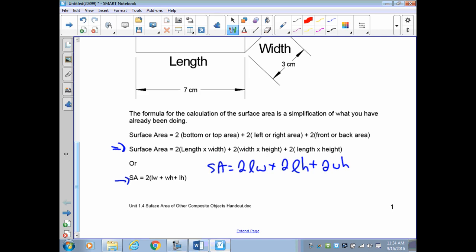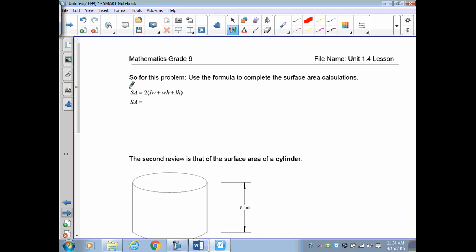This one here just pulls the 2 out and adds all the LW, LH, and WH together, and then takes that and doubles it as a group rather than individually. So I'm going to be using the one we've been using. To find the area, I'm just going to take my formula: 2 length widths plus 2 width heights plus 2 length heights.